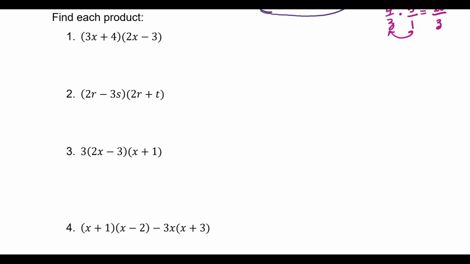Now here we have a binomial times a binomial. So a binomial times a binomial. So we have 2 terms times 2 terms.